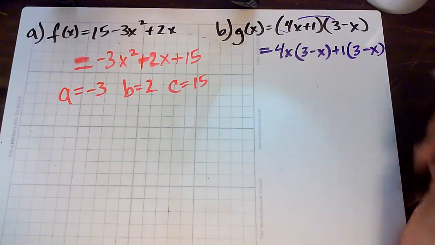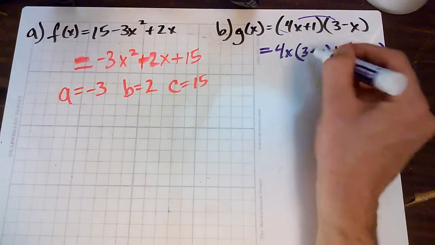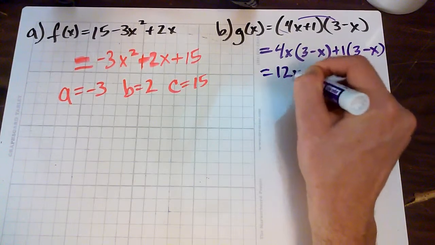And now I can distribute each piece and combine like terms. So 4x times 3 is 12x.